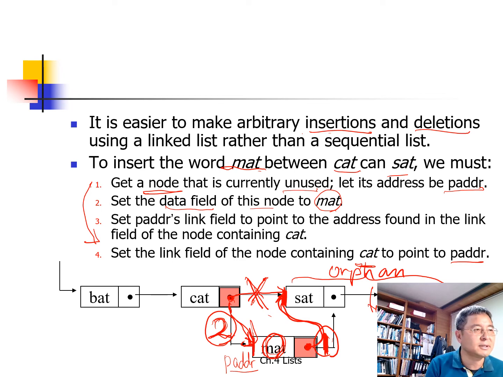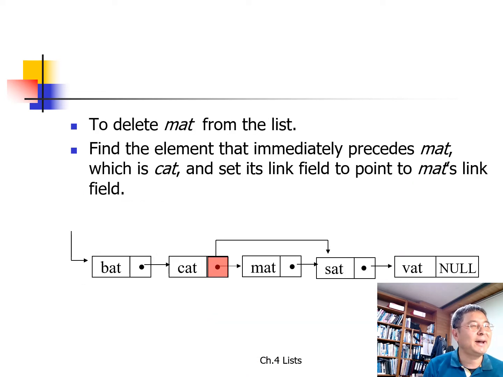So that means that in these steps, the third step must precede the fourth step. You must keep this sequence. You must first execute the third step, and then you must execute the fourth step. Okay, that is insertion of new data to the singly linked list. Okay, and how about delete?